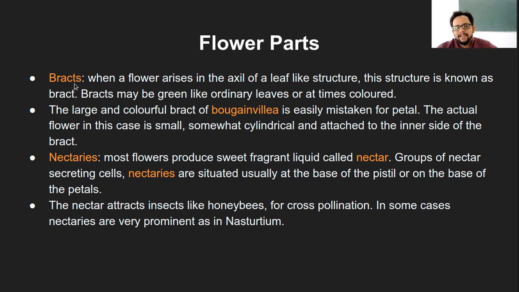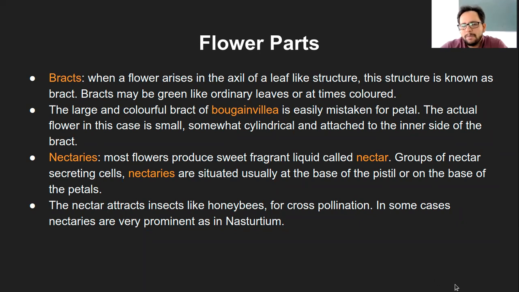In this case, the first one is the bract. This is when a flower arises in the axil of a leaf-like structure. Axil refers to the point on the stem from where the leaf arises. That particular point is called the axil, right? Now when the flower arises in the axil of the leaf-like structure, this structure is known as bract, and the bracts may be green like ordinary leaves, or they can be colored, depending on what bract it is.